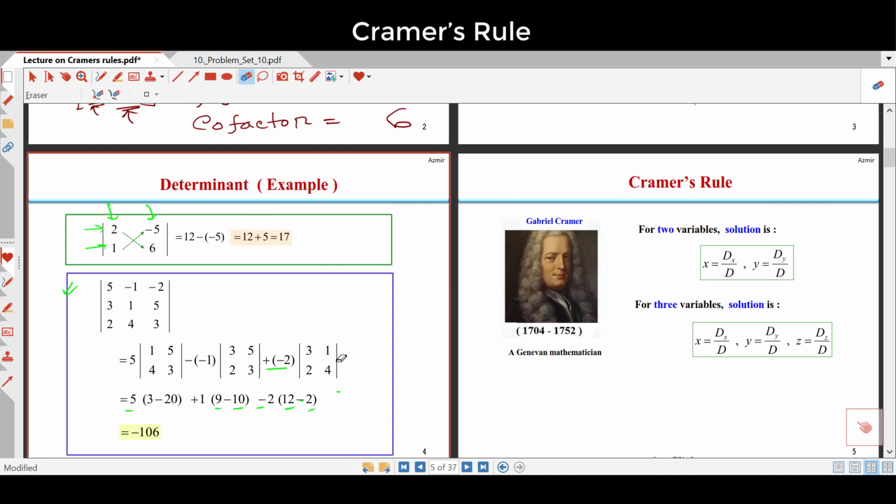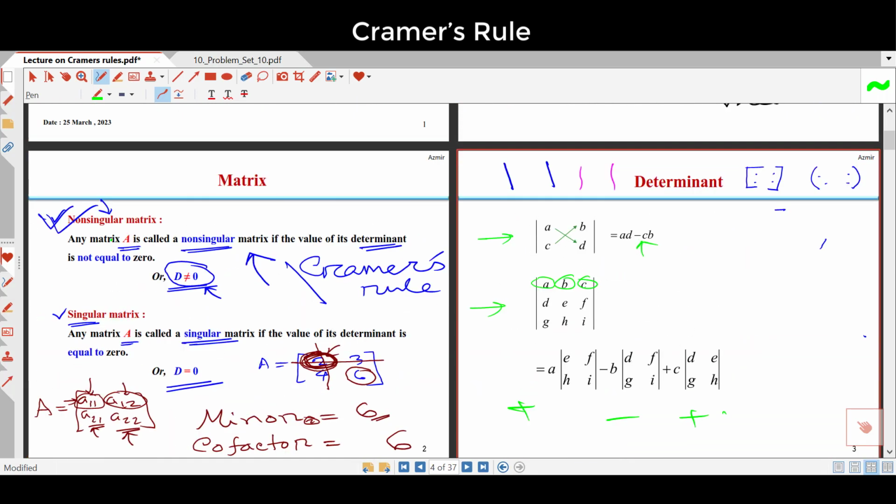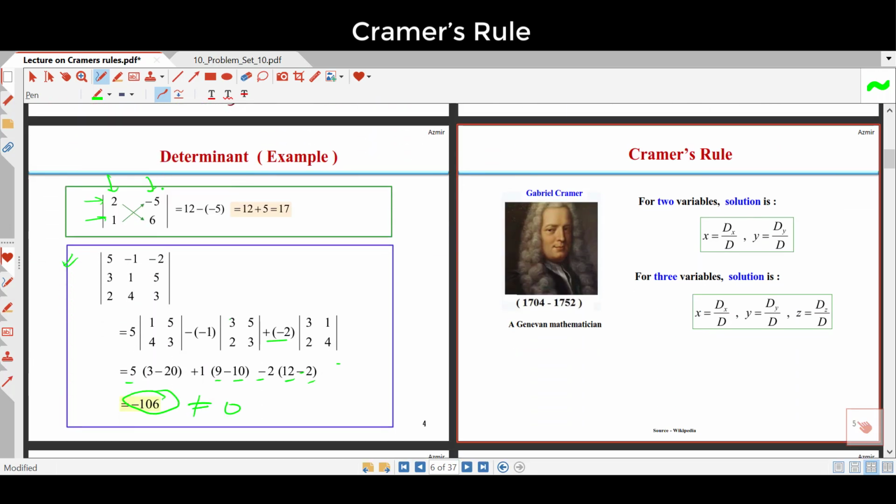So you can see that the determinant is minus 106, that is not equal to 0. If the determinant is not equal to 0, you know that that matrix is known as non-singular matrix. So you need to remember this definition. What is a non-singular matrix? So now we are ready to know what is a Cramer rule.